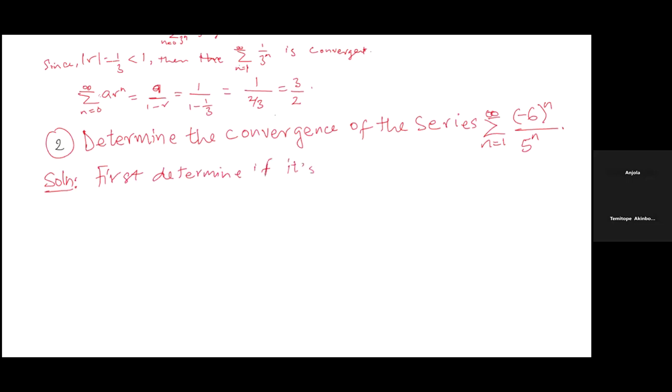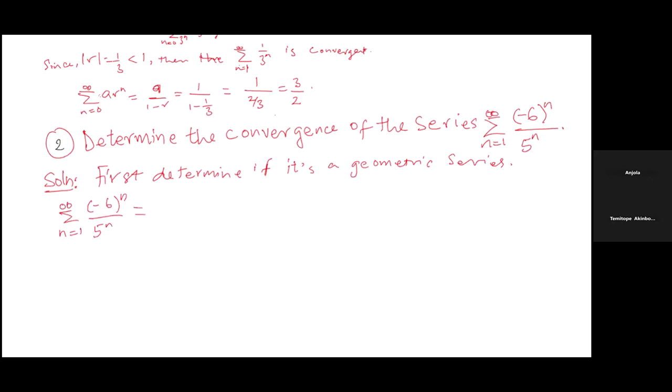Do you understand that now? So you first determine if it's a geometric series. So how do you determine if it's a geometric series? You do that by listing out some terms of the series. So minus 6 raised to the power of n over 5 raised to the power of n, running from 1 to infinity. Let's list out about 3 or 4 terms.